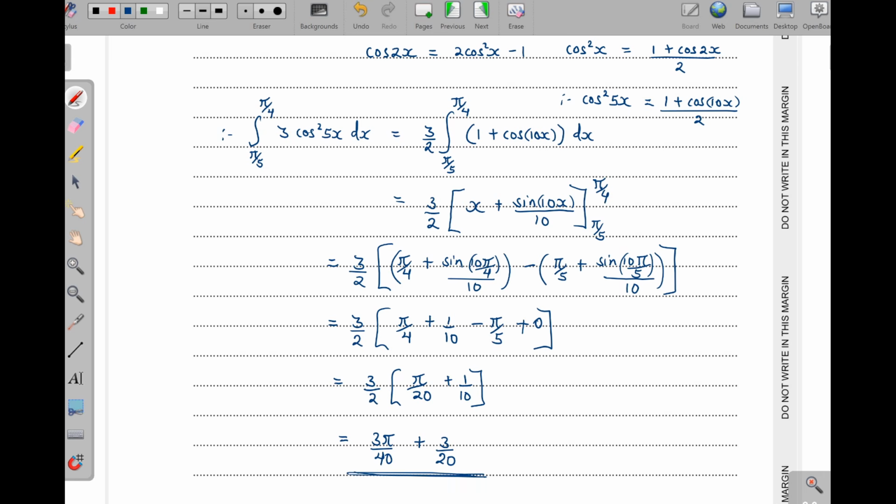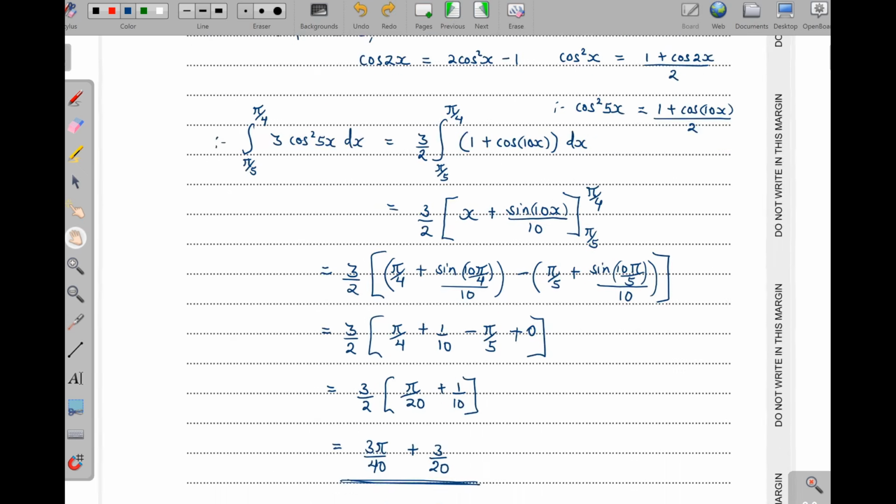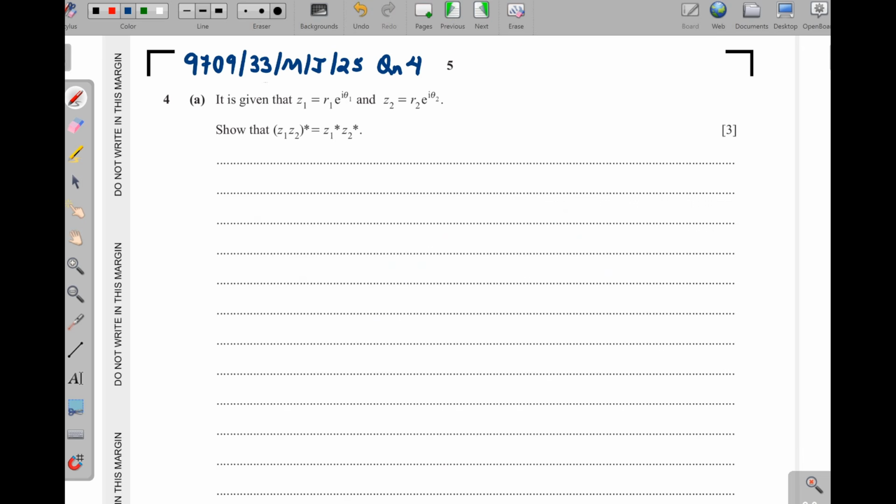They said we find the exact value. You see this? So we are not supposed to put it in decimals. That is what we get, as simple as that. Question 4 is coming from complex numbers.